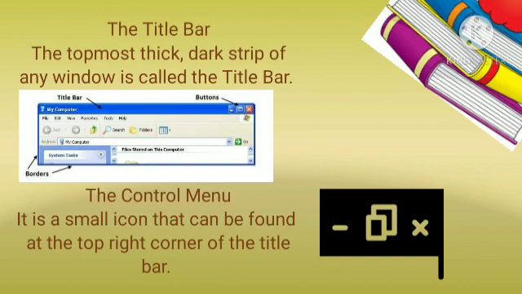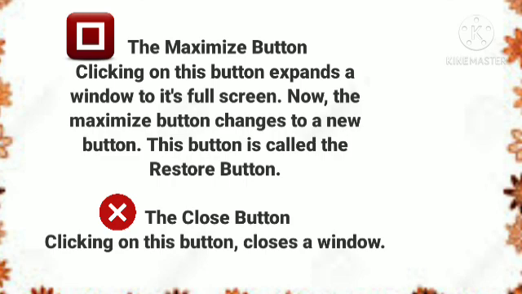The small icon that can be found at the top right corner of the title bar is used to open, close, move, maximize or minimize a window. The maximize button. The maximize button in a window is the middle button with the square. It is officially the zoom button. Clicking on the button expands a window to its full screen.